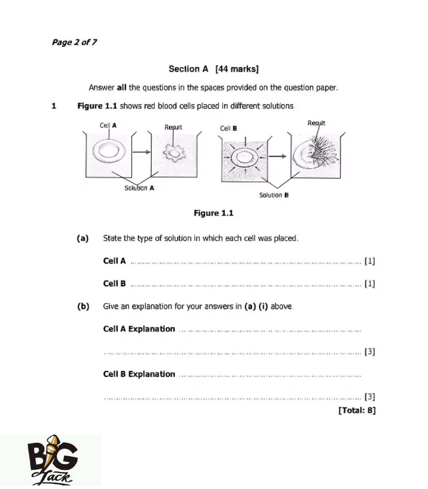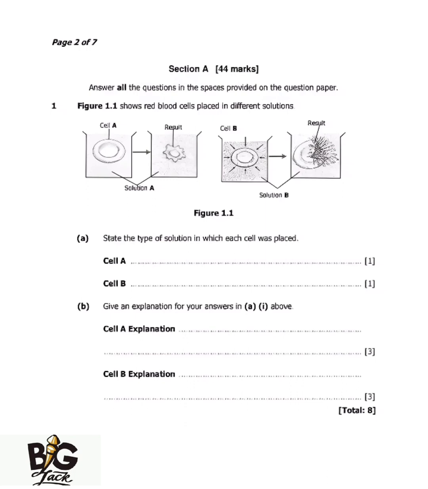Cell A was placed in solution A, and the result shows that the cell, which is the red blood cell, reduced in size. Then cell B was placed in solution B, and the result shows that the cell was undergoing bursting.